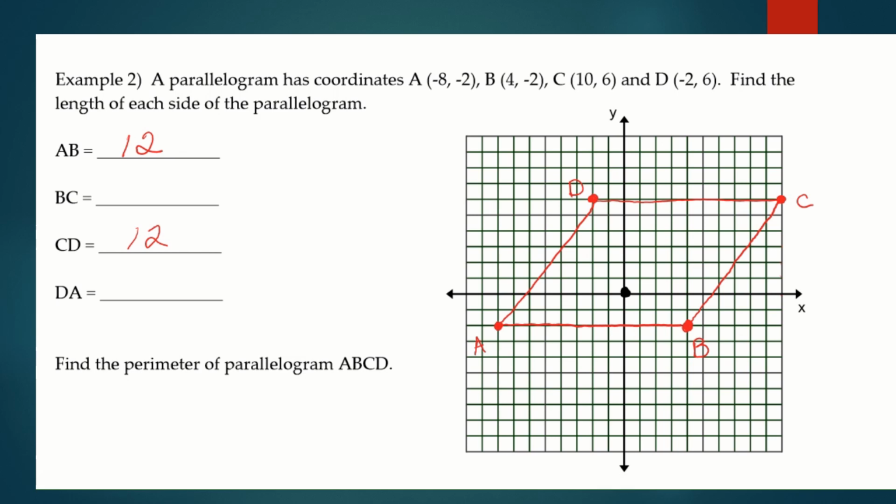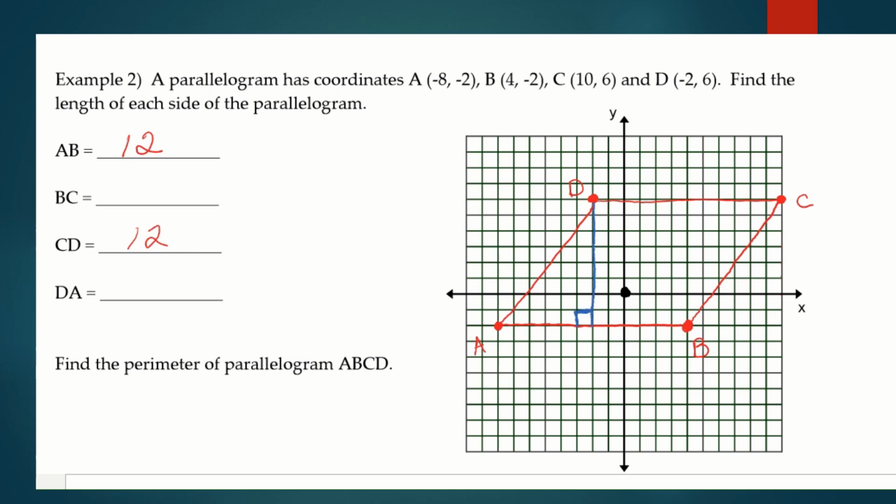All right, so now let's take a look at D and A. We're going to use the Pythagorean theorem, but in order for us to do that, we're going to have to draw in our right triangle. So I'm going to start at point D, and I'm going to draw a line straight down until I hit line AB. So I'm just creating a right triangle here. Okay. So here's my right angle.